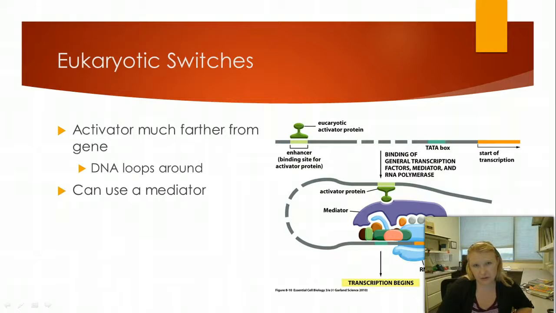Remember, we have that transcriptional initiation complex in eukaryotes. It flips around, binds this mediator, and then allows for the transcription to begin. Without this, it wouldn't necessarily start because it's missing that extra piece. So it's important to understand that. Repressors will work in the same way in the eukaryotic switch. It's just much, much farther away. It could be up to thousands of base pairs.